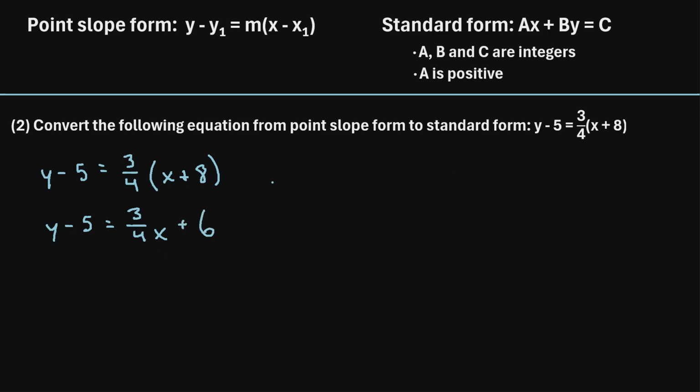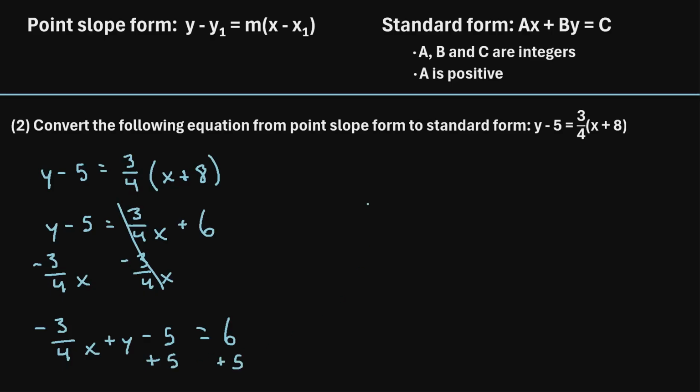All right, the next step is, once again, when we're writing equations in standard form, we want the x's and the y's to be on the same side of the equation. So we can go ahead and subtract 3/4 x from both sides. So we'll be left with negative 3/4 x plus y minus 5 is equal to, these 3/4 x's cancel out and we just have a 6 on this side. Now the next step is we can add 5 to both sides. So we'll be left with negative 3/4 x plus y is equal to, these 5's cancel out and we're left with 6 plus 5 on the right hand side, which is 11.